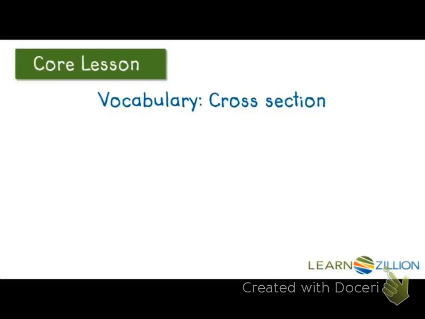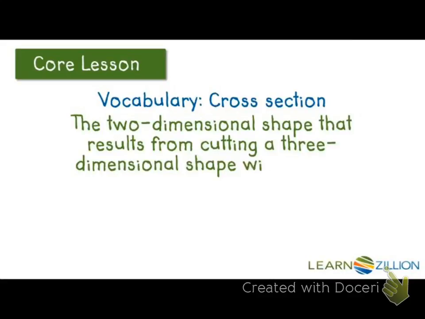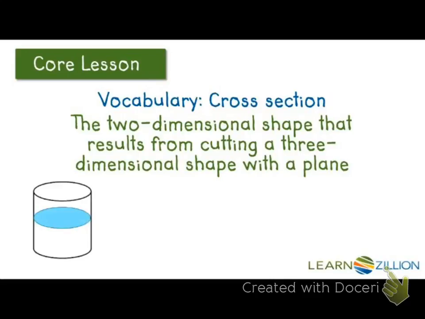Some vocabulary for this lesson is the term cross-section. The cross-section is the two-dimensional shape that results from cutting a three-dimensional shape with a plane. An easy example to visualize would be if you had a glass shaped like a circle and you filled it partway with water. The part of the water that you see appears to be an oval when the glass is sitting on the table. However, if you stand up and look at it straight on, you will see that the cross-section is actually a circle. The part of the water that you see is called the cross-section.